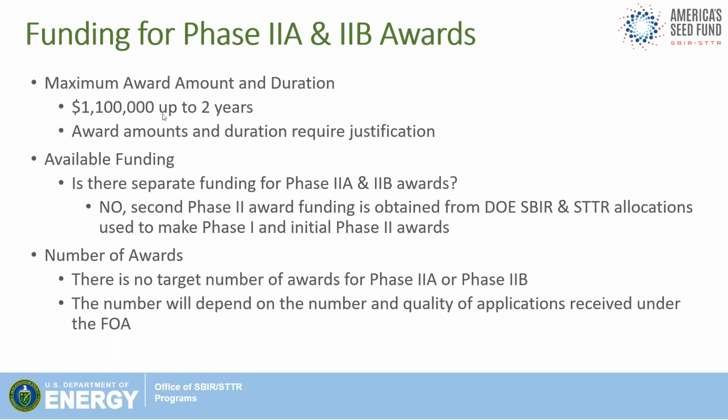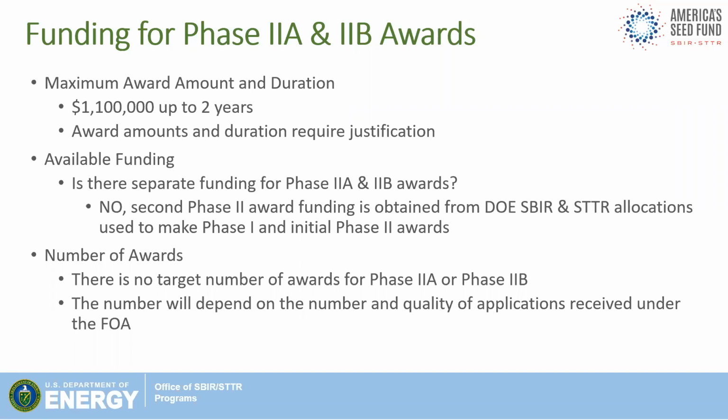Okay, so for both 2A and 2B, the maximum award amount is 1.1 million for up to 2 years. As always is the case with all of our applications, the award amounts and the duration of the award require justification. These are not separate funding pots. All DOE, this money comes from the whole pot of SBIR and STTR allocation.